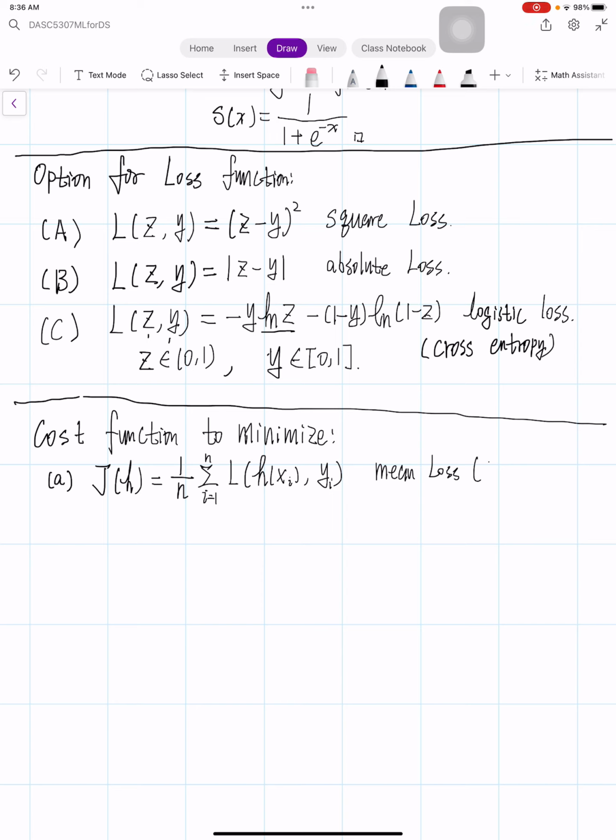For example, you have the MSE, the mean squared error loss, and the MAE, the mean absolute value loss. So that's the first choice.